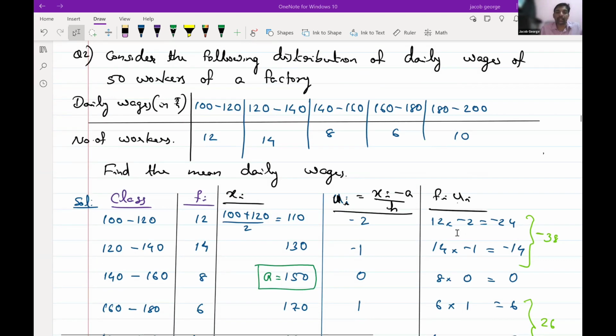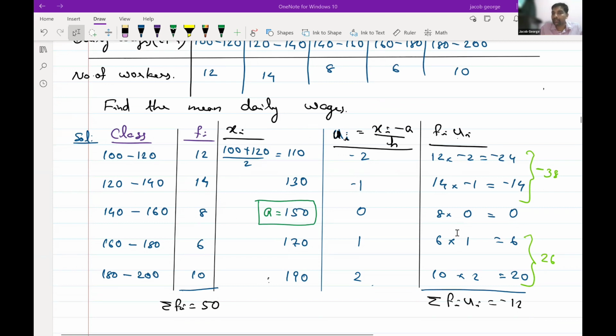So we write the class. Class we copy, and we have to create that vertical column. Frequency also we copy from the question. Make sure that the class is continuous. Here it is okay, continuous. Continuous means 100 to 120, then it is again starting with the 120. That is called the continuous classes.